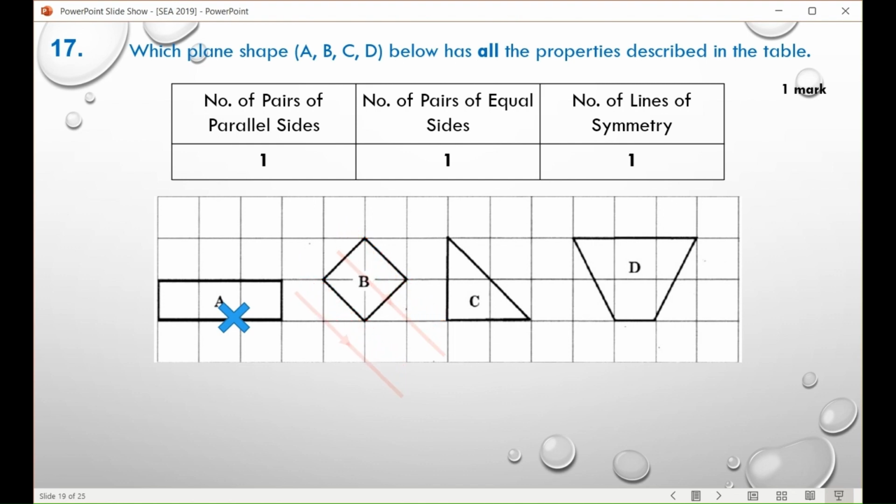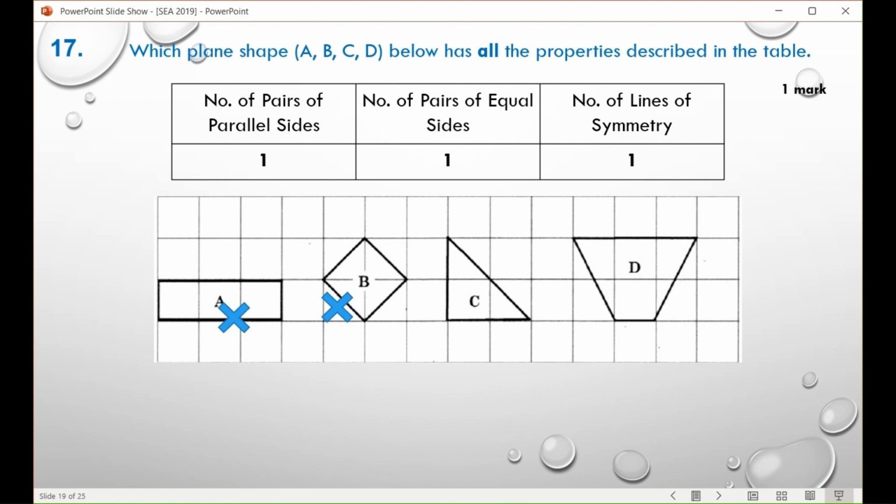Let's remove it, and let's look at the next set of sides, and we can see that both of them are also parallel. So we also have two pairs of parallel sides here as well. That means B does not have one pair of parallel sides only. So A, which was a rectangle, did not work. B, which is a square, just tilted sideways, does not work as well.